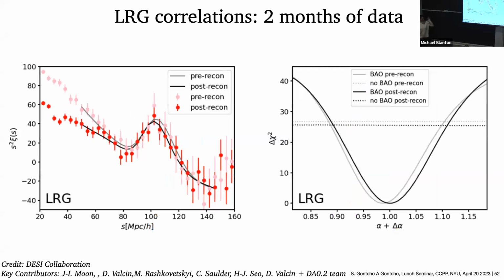And the exciting result is that in the luminous red galaxies, we have a 5 sigma detection of the BAO peak. You see faded is always pre-reconstruction, not faded is post-reconstruction. Again, we've manually put this at 1, so there's as little information on the actual cosmology measurement as possible.